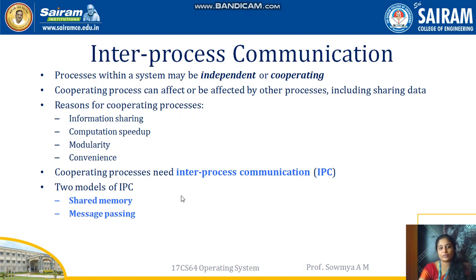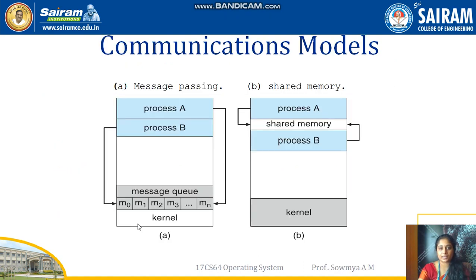Two models of interprocess communication are shared memory and message passing. So this is how communication of processes happens. This is for message passing and shared memory. In the main memory, one part is given to the operating system, called the kernel, and the other part we use for user processes.